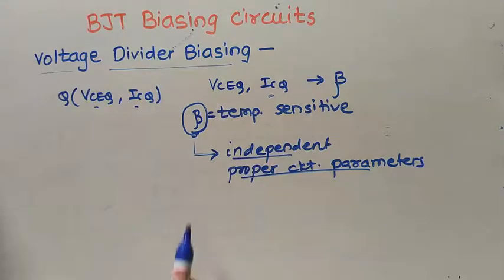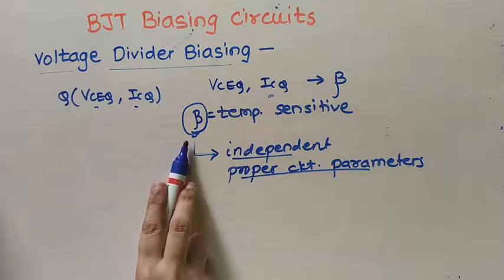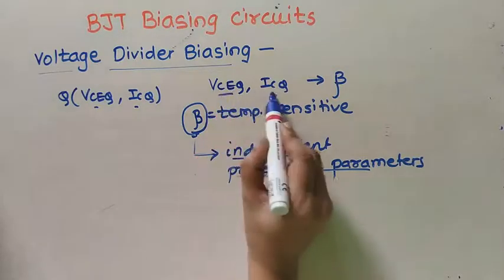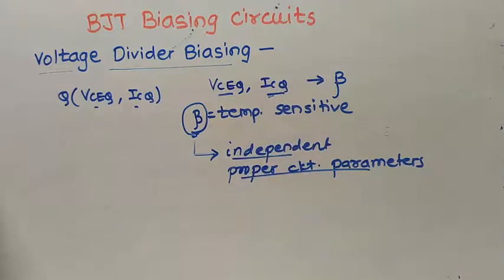So with change in beta, the level of IB will change, but the operating point on the characteristics, which is defined by VCEQ and ICQ, will remain fixed if we select the proper circuit parameters, and this voltage divider circuit is such type of circuit.